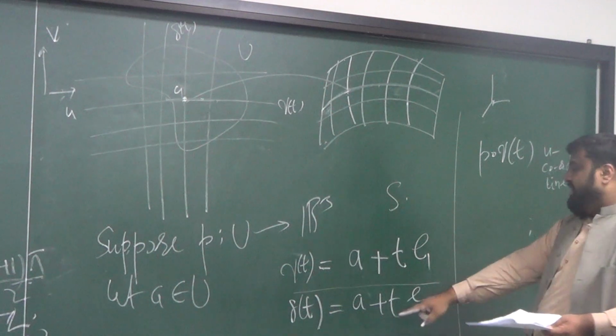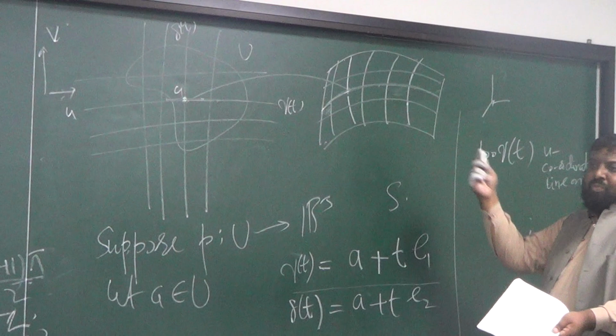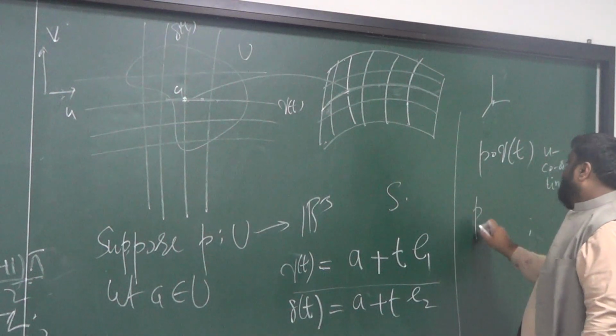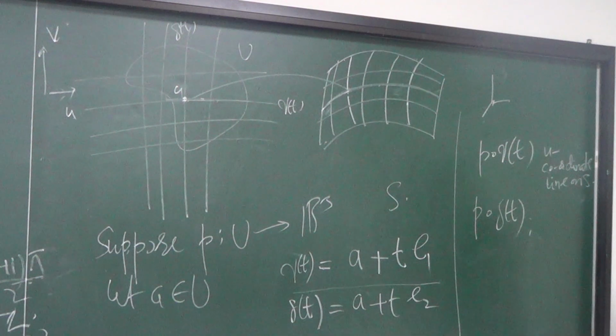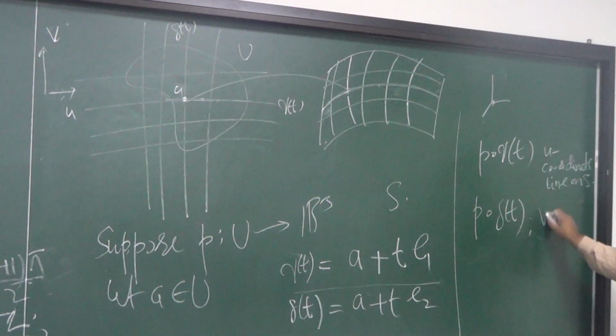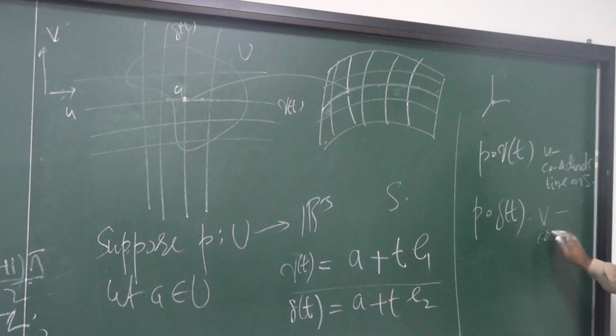And how about the other line? That will also be mapped. So how are you going to map? So just compose it with P. So P is going to send everything. So P composition delta of t is really the V coordinate line. Okay.